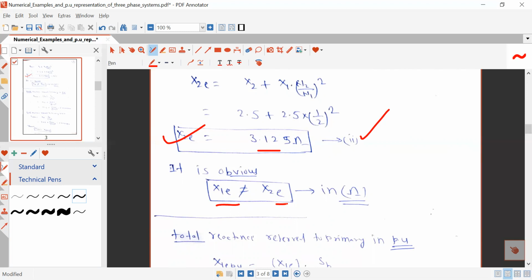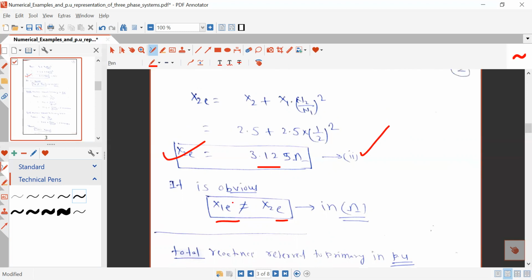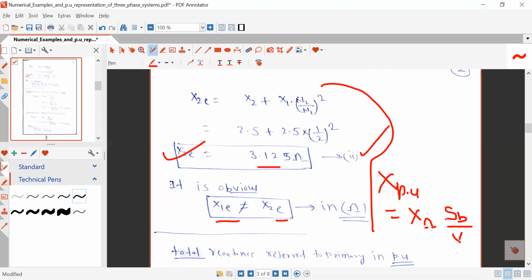But when you calculate this value in per unit, then what will be the result? You must remember this formula. Per unit value of reactance, resistance, and impedance can be given by this formula. I have already derived this formula. The per unit value of reactance will be its actual value into SB by VB square. So you must go through that video in which I have derived this formula.